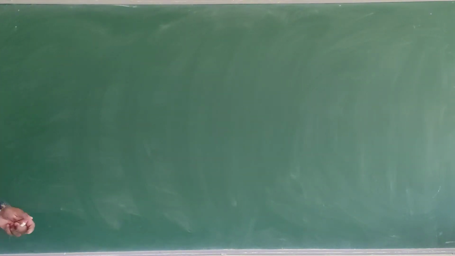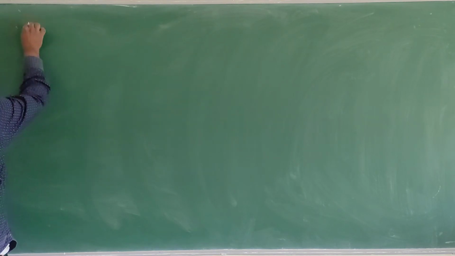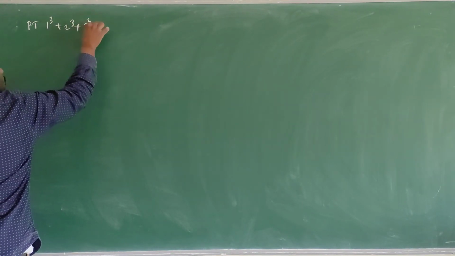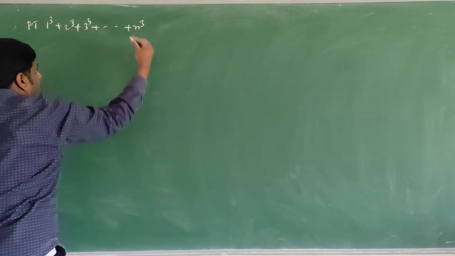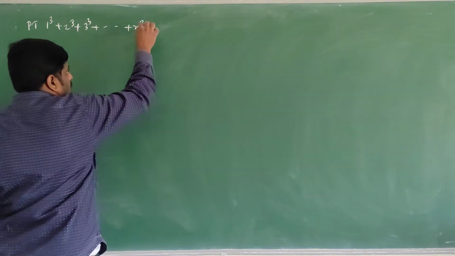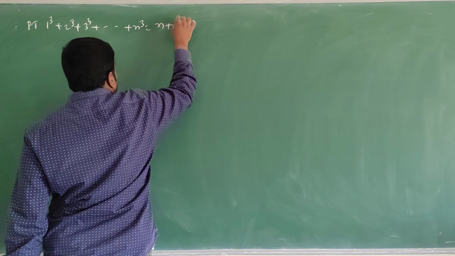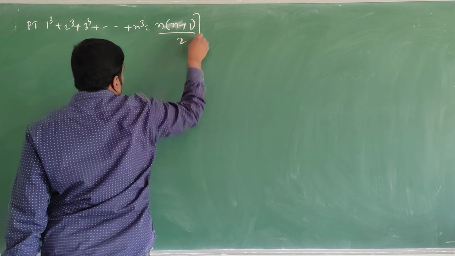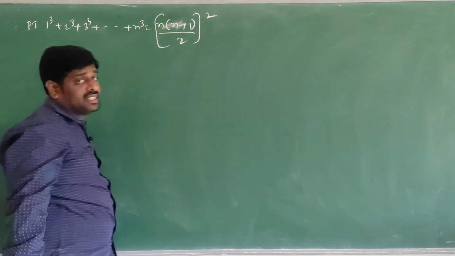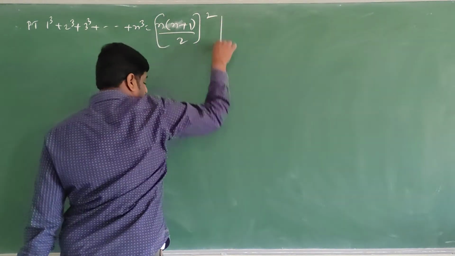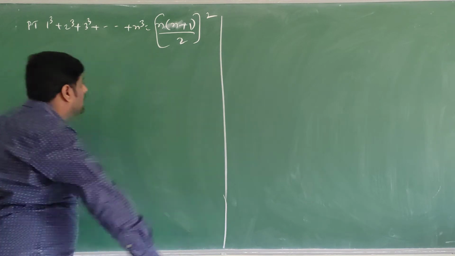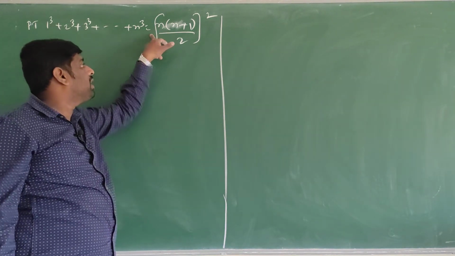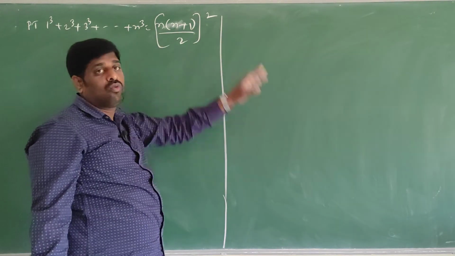Next, one more important derivation, that is, prove that 1 cube plus 2 cube plus 3 cube plus so on plus n cube equals n into n plus 1 divided by 2 whole square. This is also a very important derivation for 5 marks. 1 cube plus 2 cube plus 3 cube so on plus n cube equals n into n plus 1 divided by 2 whole square.